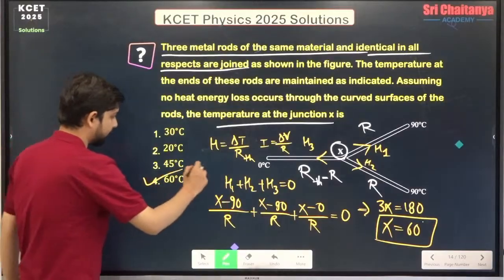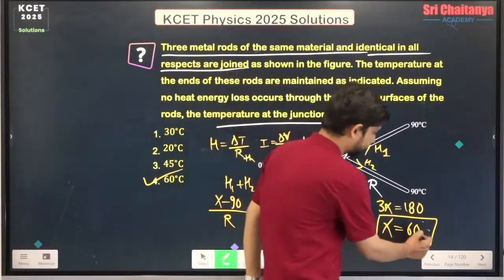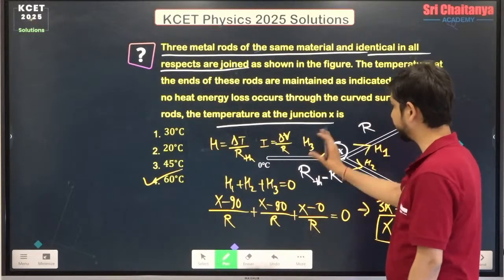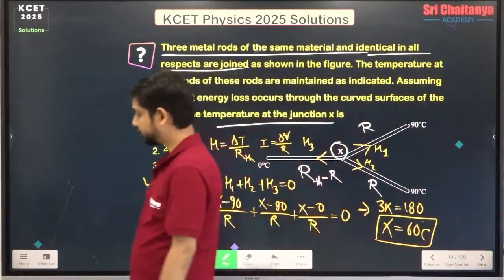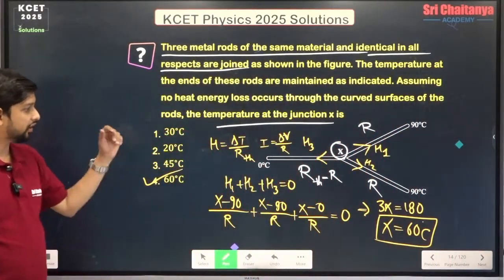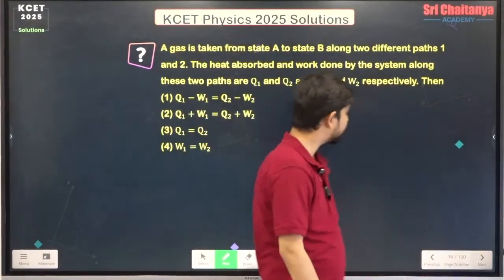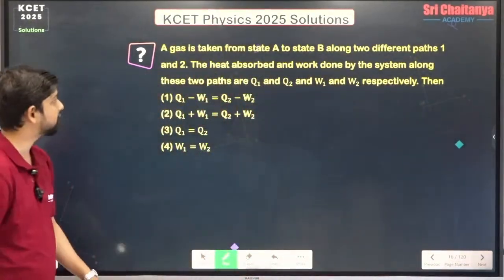So the correct option will be our fourth option, 60 degrees centigrade. Okay. So this is a very easy question. This type of question is asked in JEE Mains as well. So now move to the next question. This is the next question.